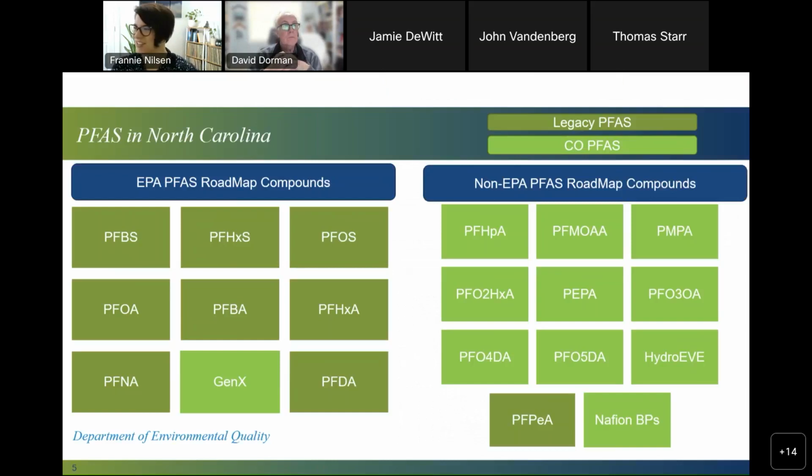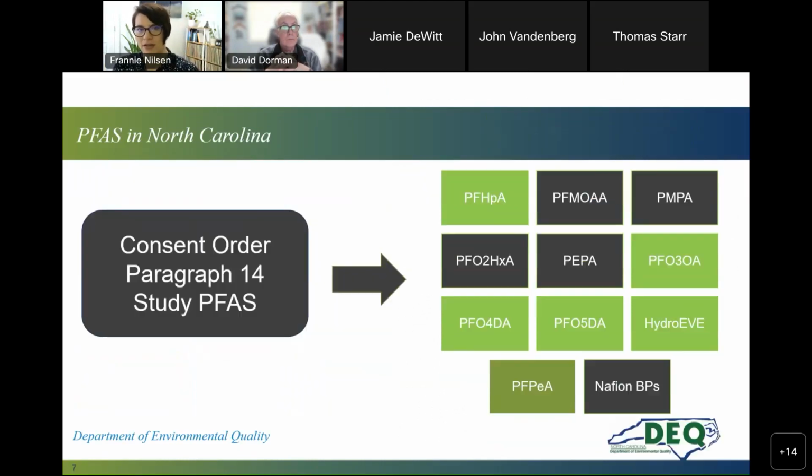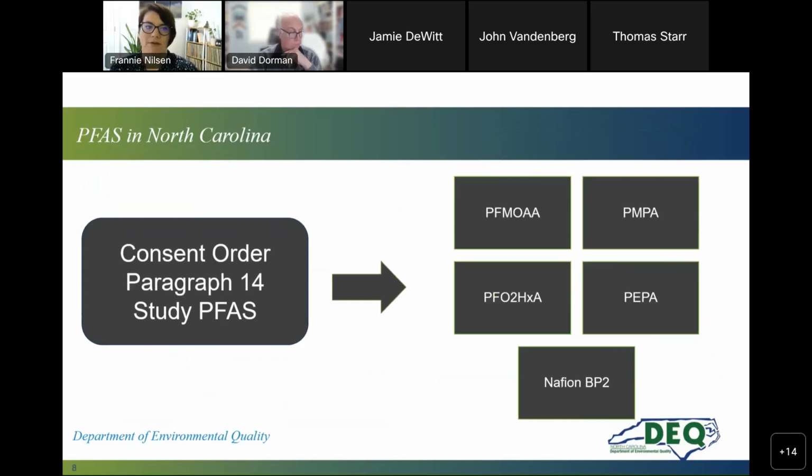So again, here's the slide that for better or worse, I've just been using. And so again, on the one side, we've got all of the EPA PFAS roadmap compounds, and then on the right side are the ones the EPA is not tackling, separated by the consent order in light green and legacy in dark green. And then here in black are the consent order compounds. And so these are the 5 compounds that are required by paragraph 14 of the consent order to be included in these toxicity studies.